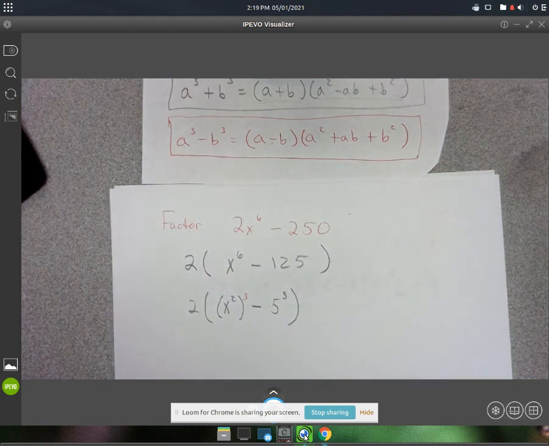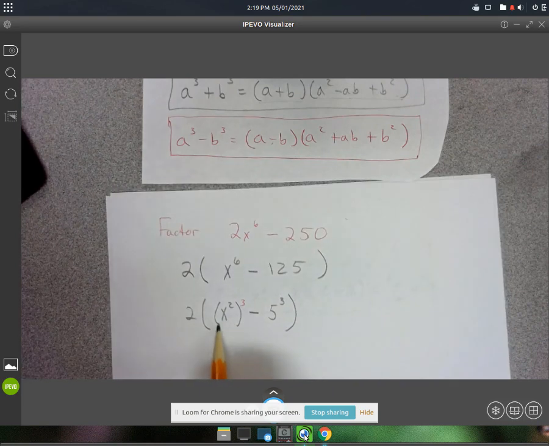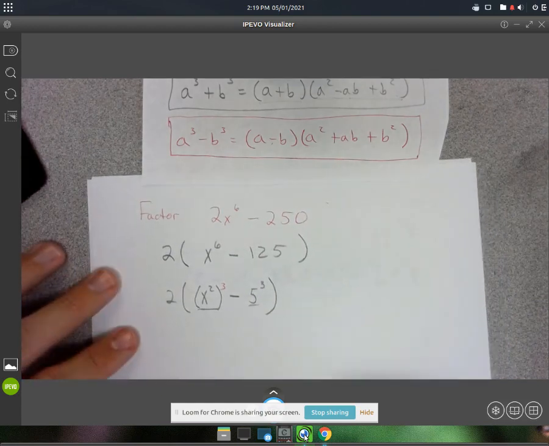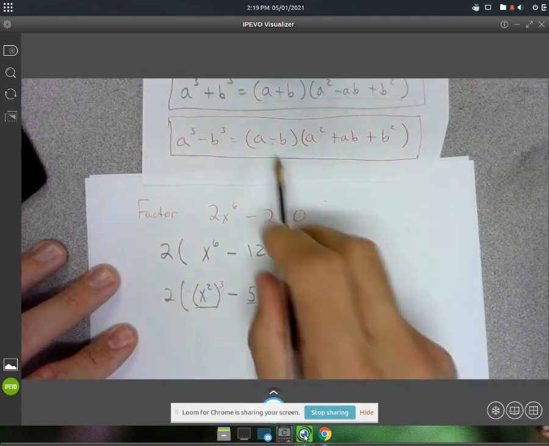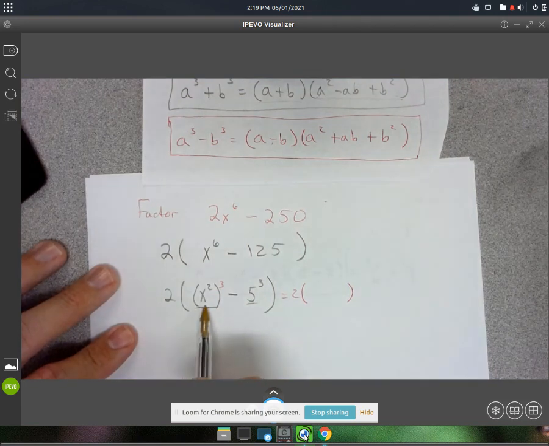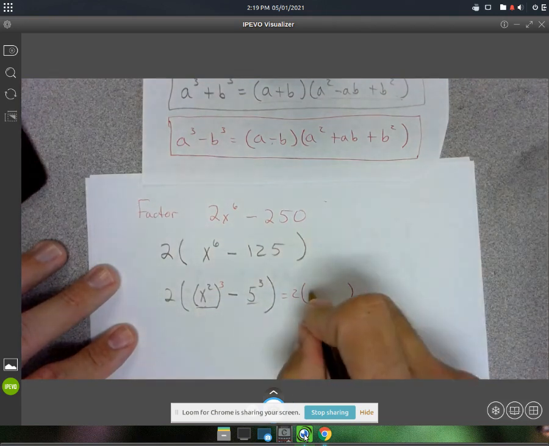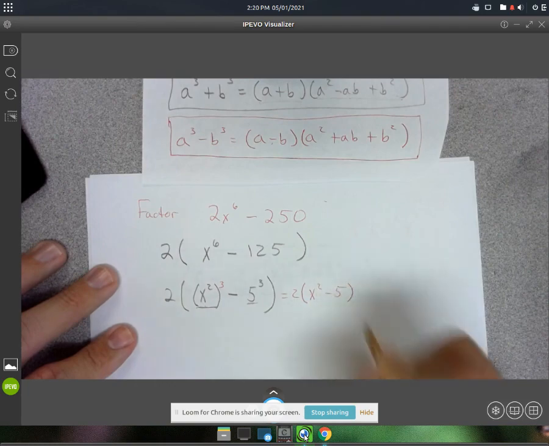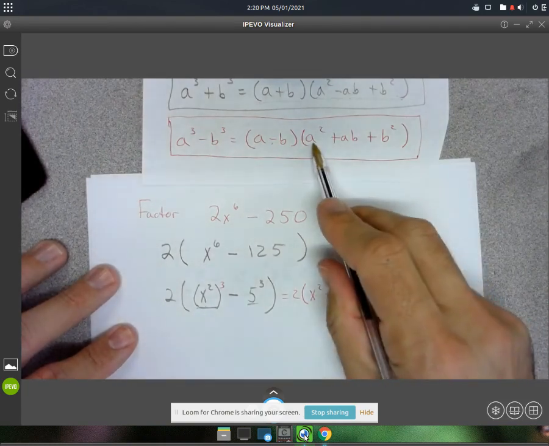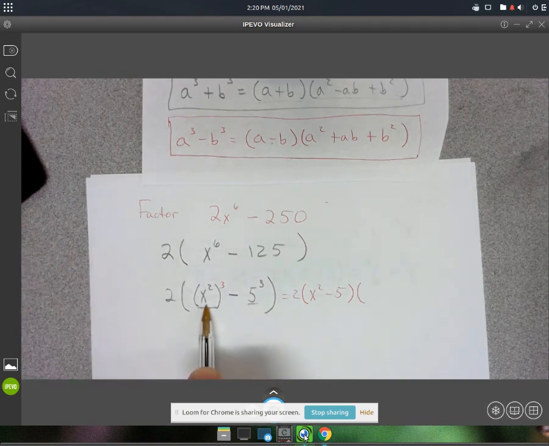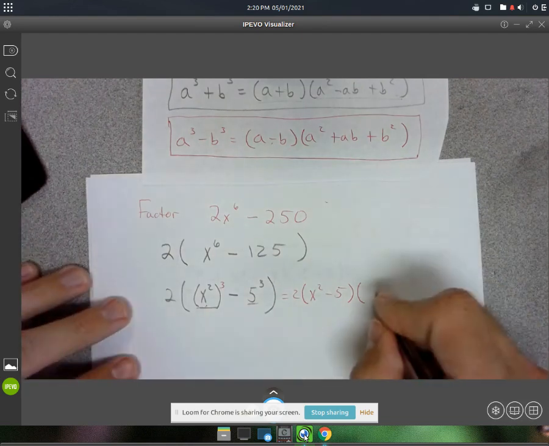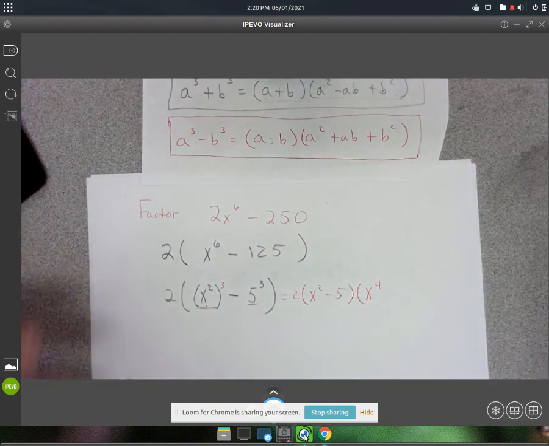So my A term is going to be x squared, and my B term will be 5. Let's go ahead and factor this thing. So 2, and it's going to start off with A minus B, so that's going to be x squared minus 5. Then it goes A to the second power, so this is going to be x squared to the second power. x squared times x squared is going to be x to the fourth power.